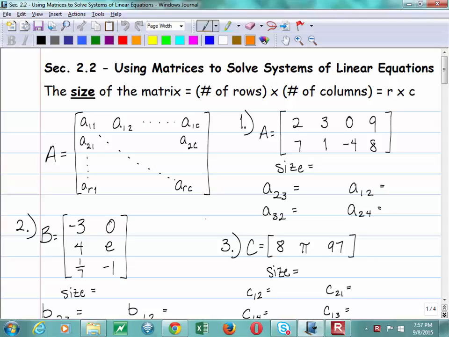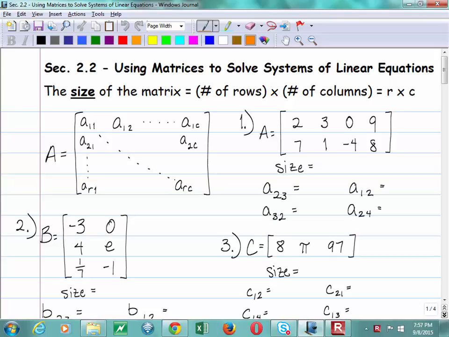For a video lesson for section 2.2. And so we're going to start talking a little bit about matrices. So a matrix is just like a table of numbers or of anything really.